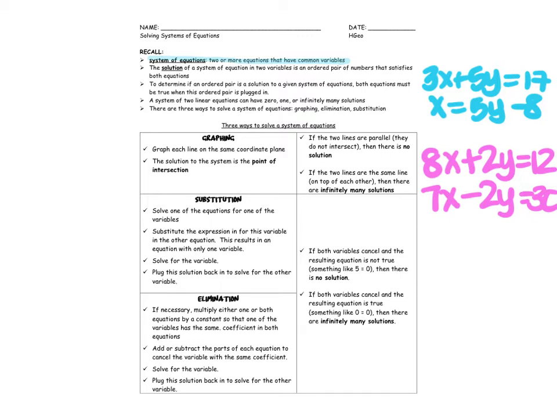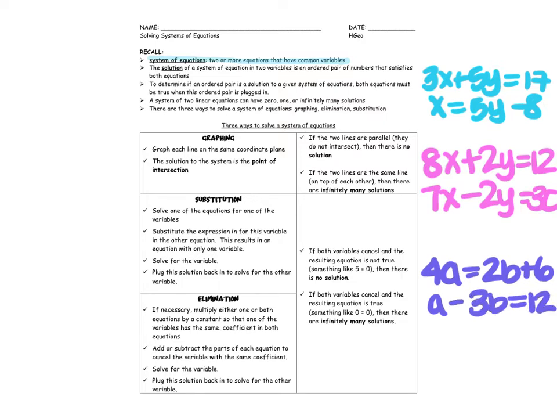They don't have to be x and y. Maybe it's 4a is equal to 2b plus 6 and a minus 3b is equal to 12. So x and y, a and b, any two variables that are the same in both of the equations. The solution to a system of equations is an ordered pair, or a value for each of the variables that makes both of the equations true.